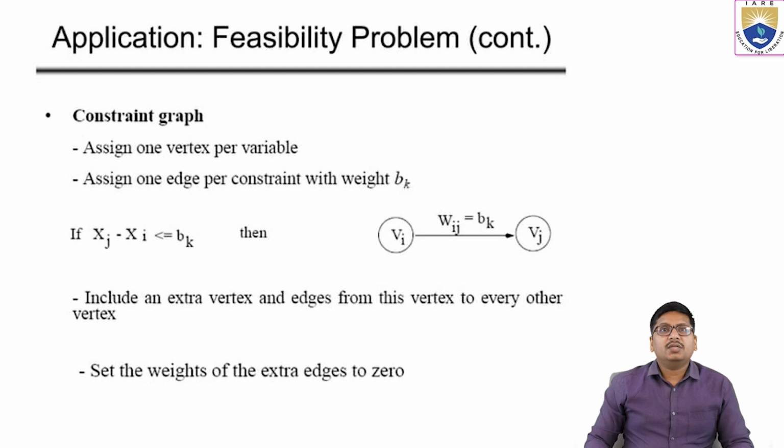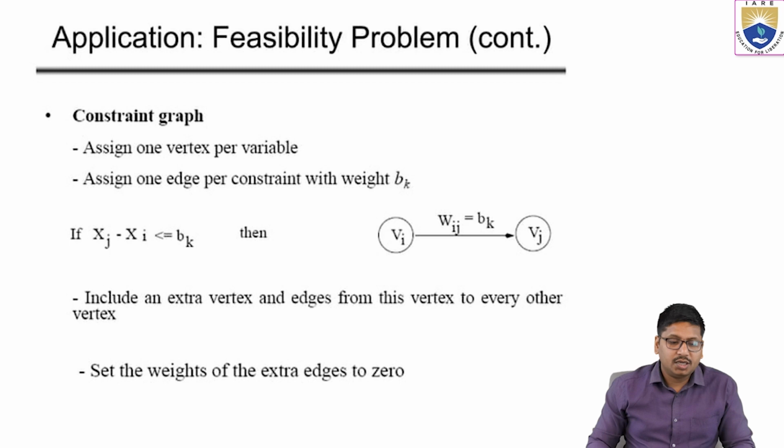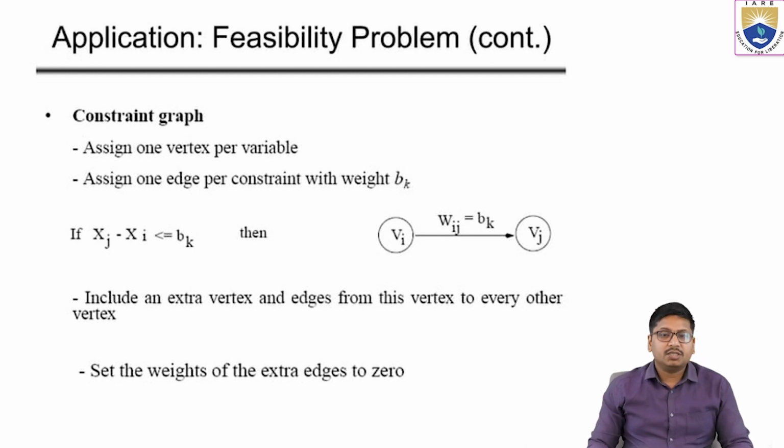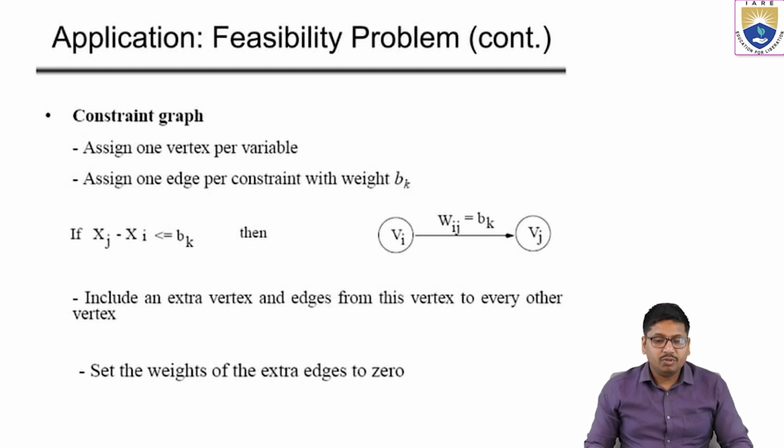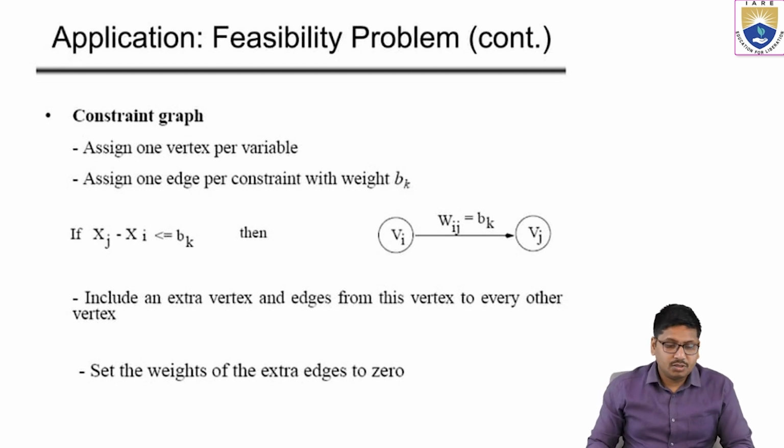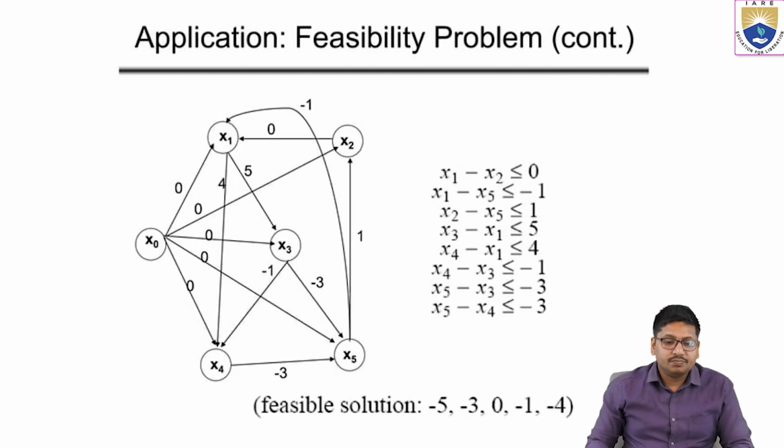And the next one is the constraint graph. The constraint graph assigns one vertex per variable and one edge per constraint with the weight. If I solve this, xj minus xi equal to wk. So what should be the value of wk now? It should also include extra edges and vertices from the source to every other vertex. So this should be the application of feasibility, or the solution for the given data.